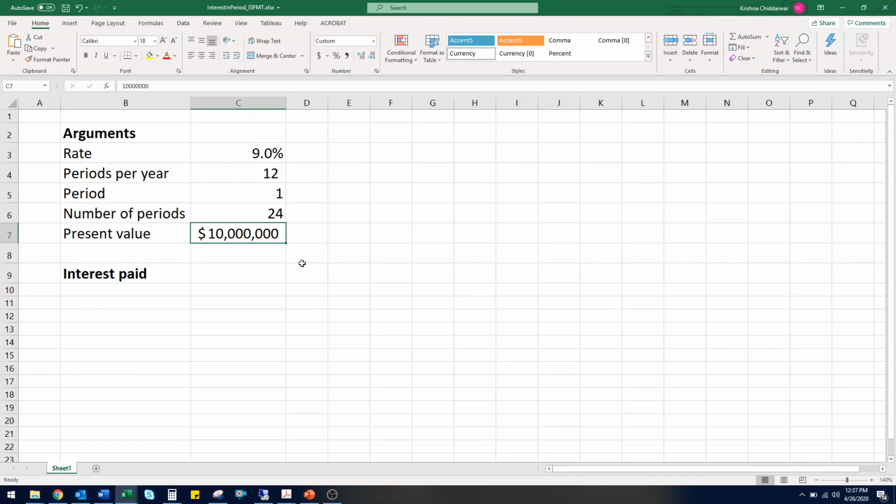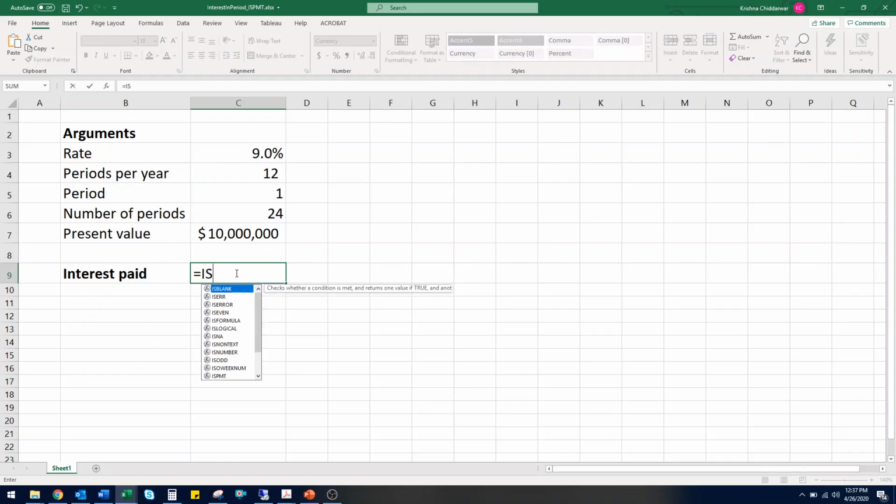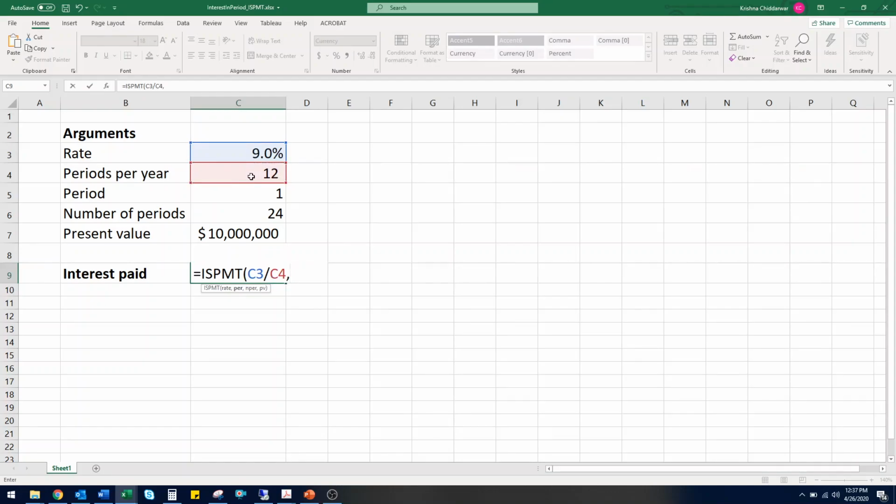So let's go ahead and create our formula in cell C9. I'll type equal sign and then use the ISPMT function, left parenthesis. First is the rate of interest. Since this is an annual rate of interest, I will divide that by the number of payments we will be making in 1 year. That's C4, comma, then the period for which we want to know the interest we would be paying, C5, and total number of periods over which we would be paying off the loan in C6, and the amount of the loan, that is our present value, in C7. Right parenthesis and enter.